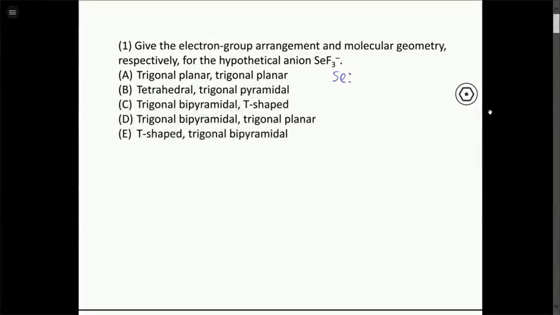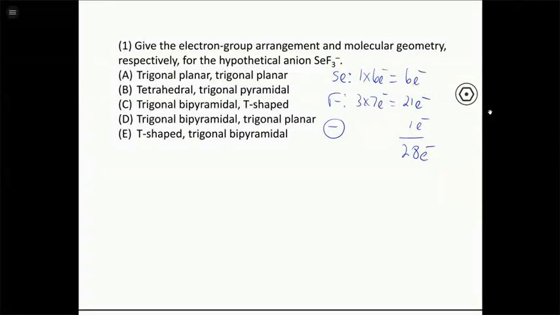We have to add them up then and account for the negative charge. So our selenium, we have one of those, and it has 6 valence electrons. We have 3 fluorines with 7 each. And then remember, whenever we have a net charge, negative, we have to add more electrons. Positive, we have to take electrons away, so that gives us another one. And so we have a total of 28 valence electrons that we then have to arrange in the correct fashion.